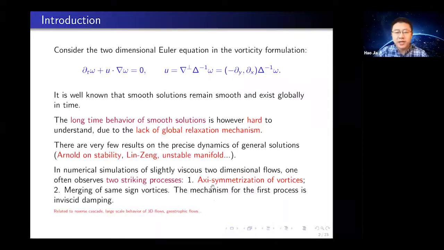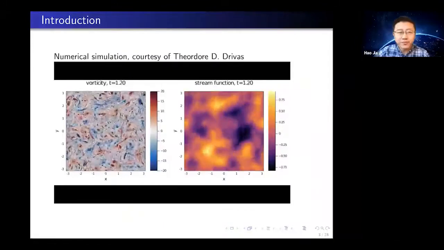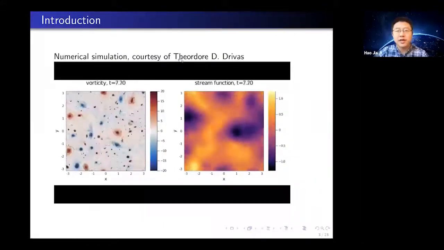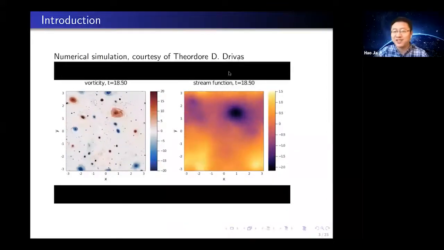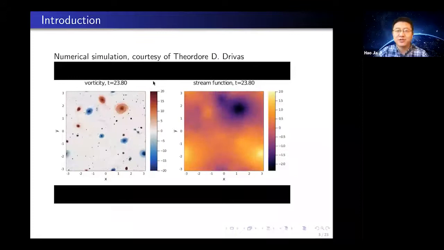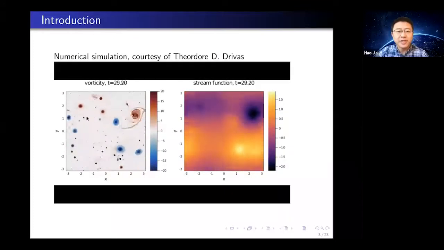The mechanism for the first process, axisymmetrization, is exactly nonlinear inviscid damping, which we will talk about. The second one, the merging of vortices, is truly non-perturbative, and we have little understanding of that. So I have a little movie. This is done by Theodore Drivas, and I have permission to play it here. Thanks to Theodore.